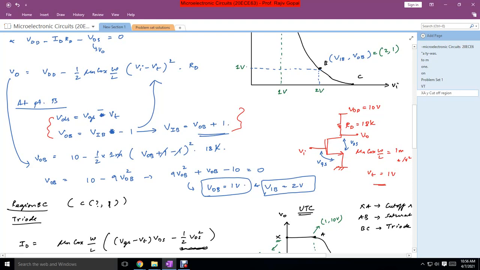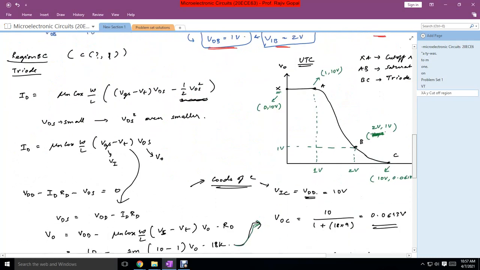So substitute all the values. From this you get a quadratic equation in terms of VOB. You solve for it and you get the VOB value. Remember, you get 2 values; one will be invalid and one will be valid. By looking at the values you can easily tell which is valid and which is not. And from VOB you get VIB. So there itself you got the coordinates of point B, which is 2 volts comma 1 volt.